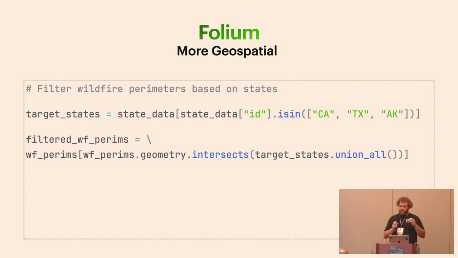filter that state data to just these target states, and we're going to get the fire perimeters from those states by using an intersection, right? And an intersection is just, do any two geometries have a point in common? And so we have the wildfire perimeter data. It intersects our target states. Notice this union all. Union all just takes all the geometries and mashes them together into one geometry. So instead of having to actually go through all of them, I'm just going to force them into one because I don't care what state it's in. I just want those 3 states.